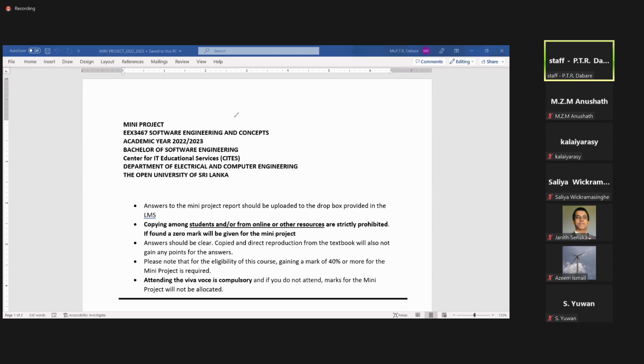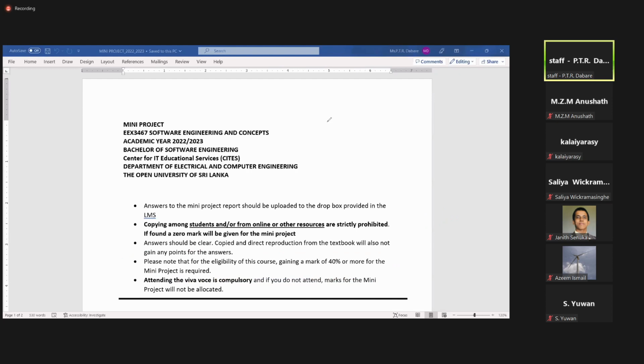And then don't ask us why we got 0, right? Answers should be clear. Copied or direct reproduction from textbooks will not get any points for the answers. I have highlighted here, to get the eligibility for this course, that means OCAM, Overall Continuous Assessment Mark, gaining a mark of 40 or more for the mini project is required. And attending the Viva walk is compulsory. If you do not attend, marks of the mini projects will not be allocated.